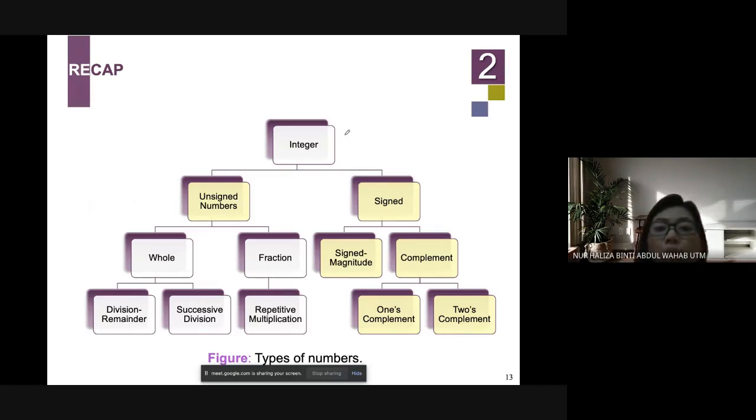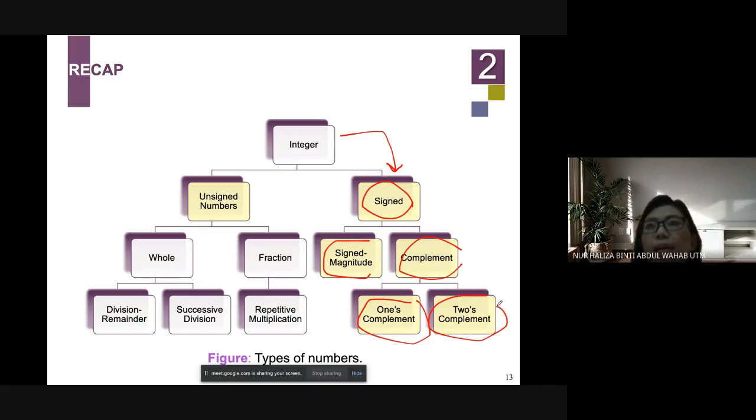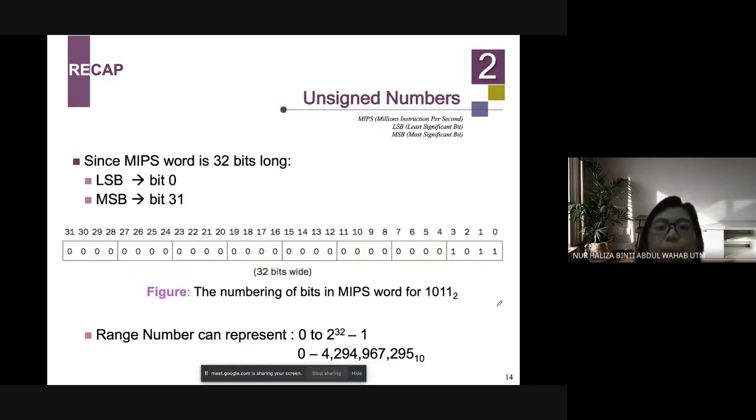And what we're going to look at is this part, which is under signed number, the magnitude and also the complement. For this complement, you can check the one's complement and two's complement video that I provided in our e-learning. But of course, we're going to look into it in this class also.